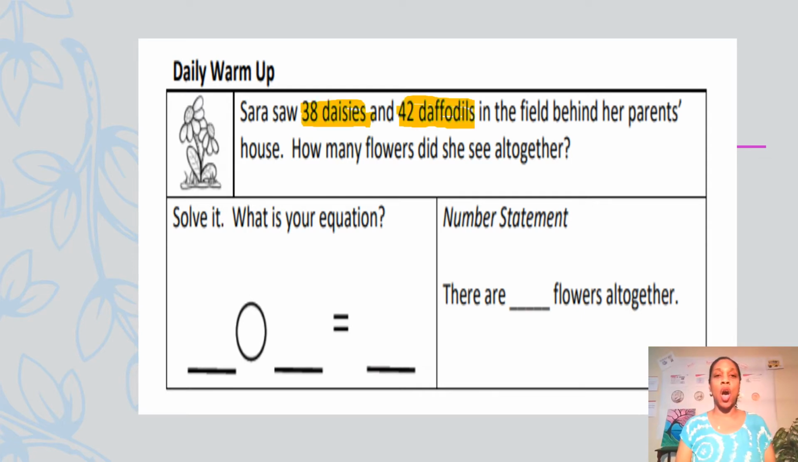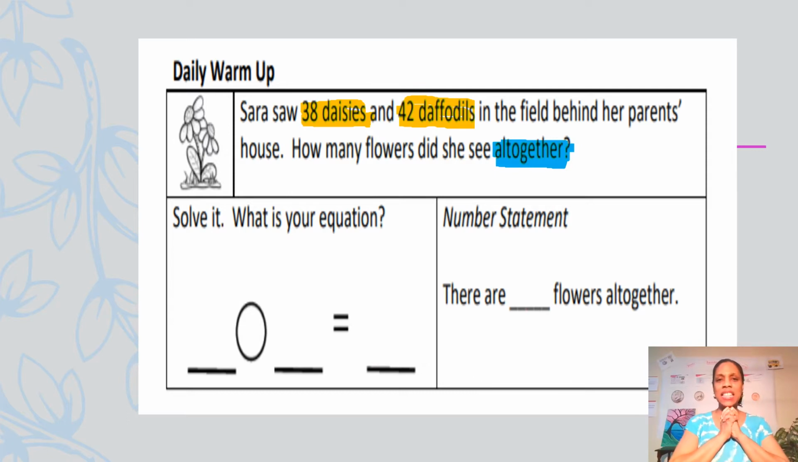So I see I have a quantity of 38 and I have a unit of daisies, 38 daisies. Then I also see I have a quantity of 42. 42 what? 42 daffodils. Now I'm going to go look at my question. My question states, how many flowers did she see altogether? When I think of the word altogether, I think of bringing things into one group. So if I bring things into one group, I guess I'm going to have to add.